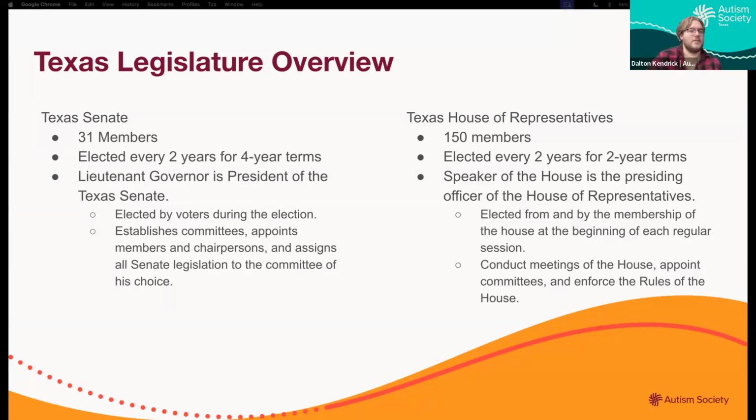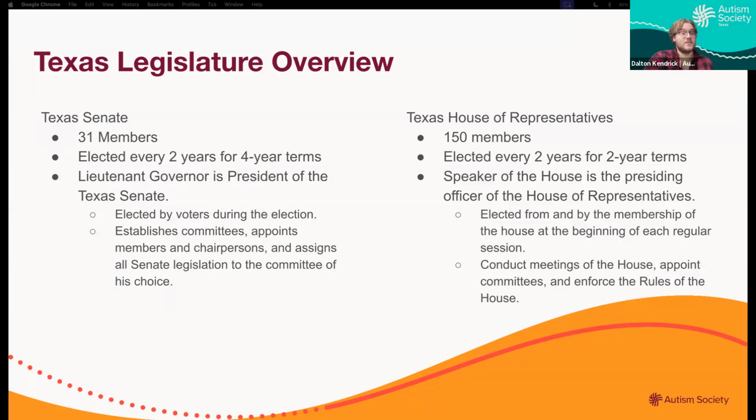He's also the one that determines what committees there are, and who's on those committees. And then on the other side, you have the Texas House of Representatives. That's the biggest house. There's 150 members. They are elected every 2 years for 2-year terms. So every 2 years, all 150 of them are up for re-election.